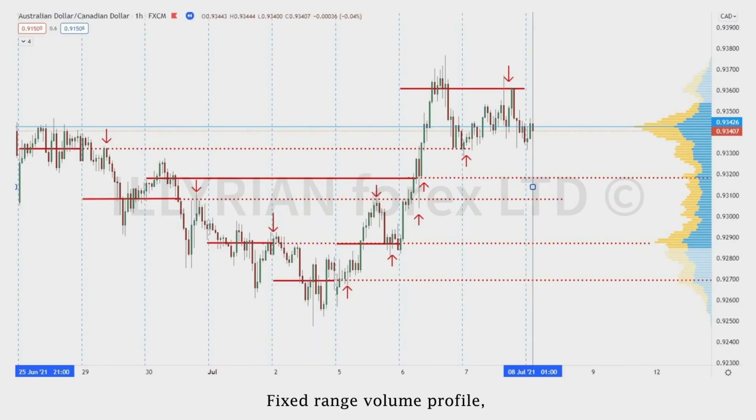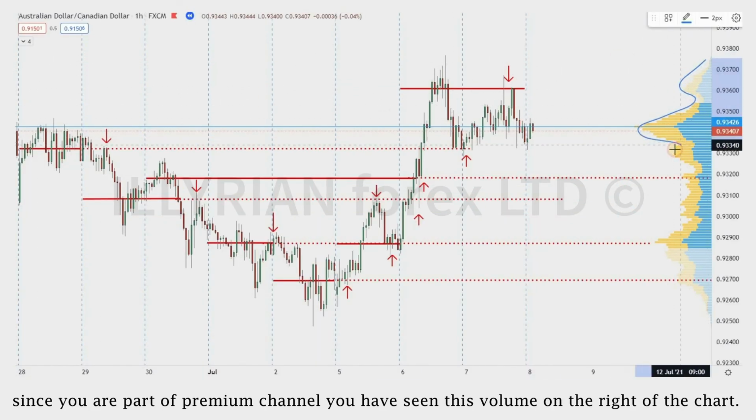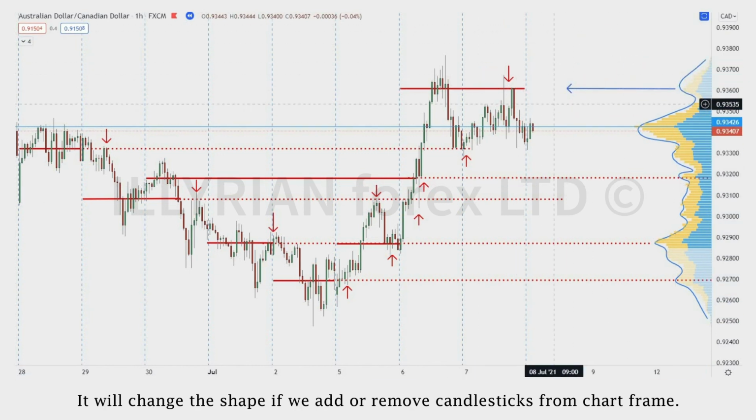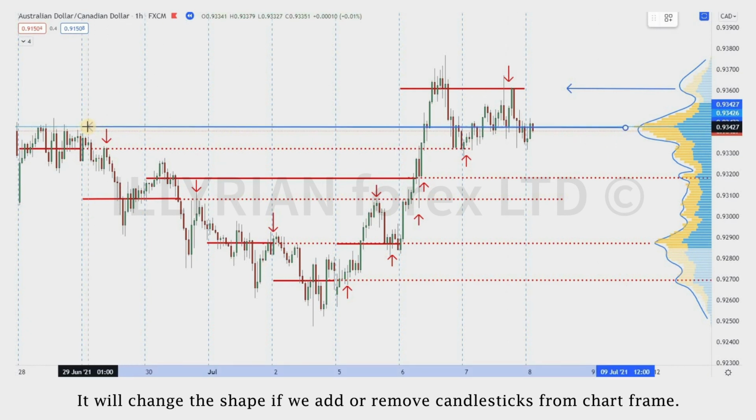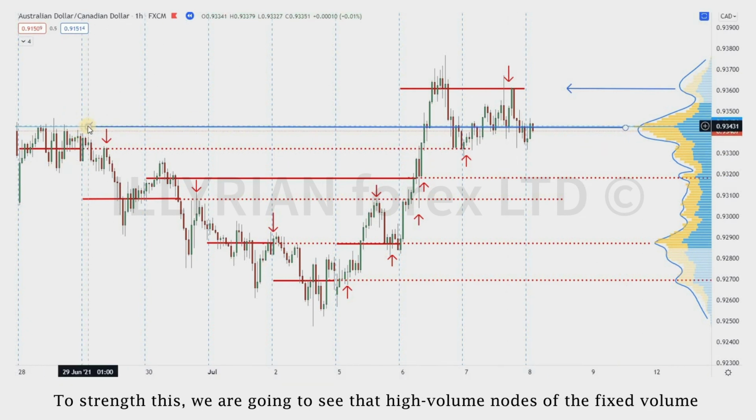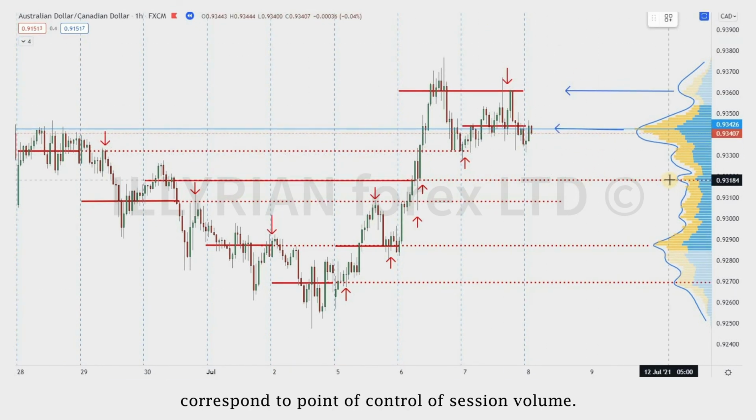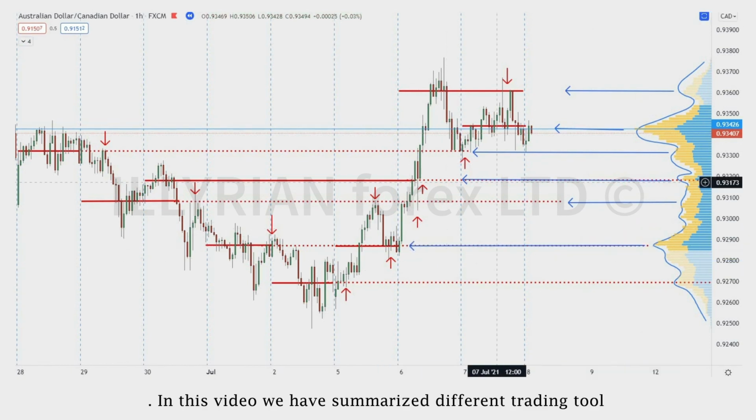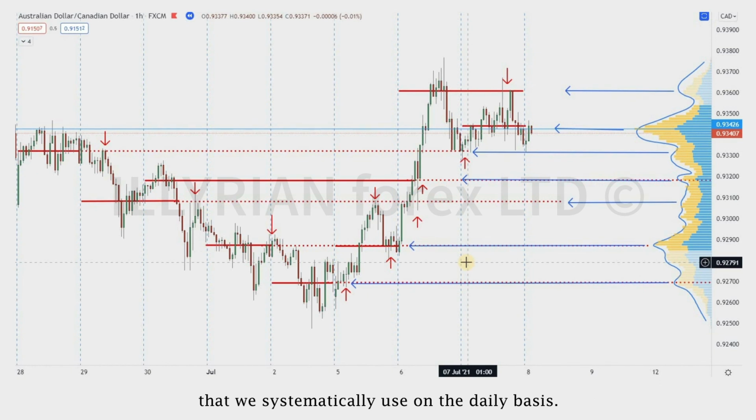Fixed range volume profile. Since you are part of the premium channel, you have seen this volume on the right of the chart. This volume represents the sum of all session volume that is currently on the chart frame. It will change shape if we add or remove candlesticks from the chart frame. To strengthen this, we are going to see that high volume nodes of the fixed volume correspond to the point of control of session volume. In order to have a cleaner chart, sometimes we use only fixed range to mark the sensitive levels. In this video we have summarized different trading tools that we systematically use on a daily basis.